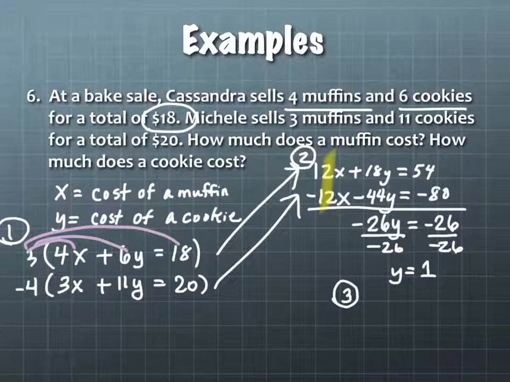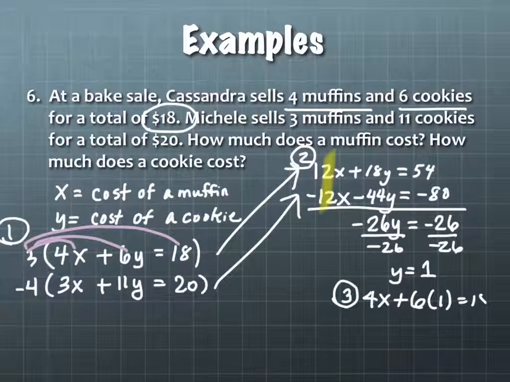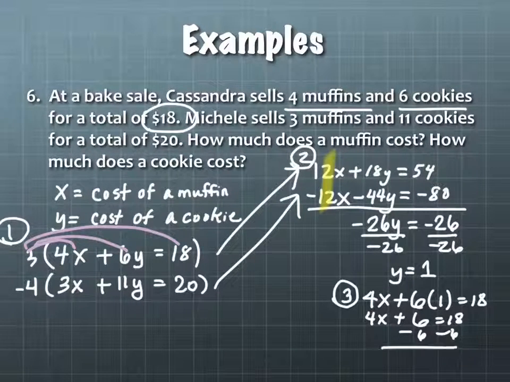So we're going to plug in 1 for y. I'm going to use just the first equation. If you use the second equation, it's totally fine. I have 4x plus 6 times 1 equals 18. So 4x plus 6 equals 18. And then what? Subtract 6. So what does 4x equal?